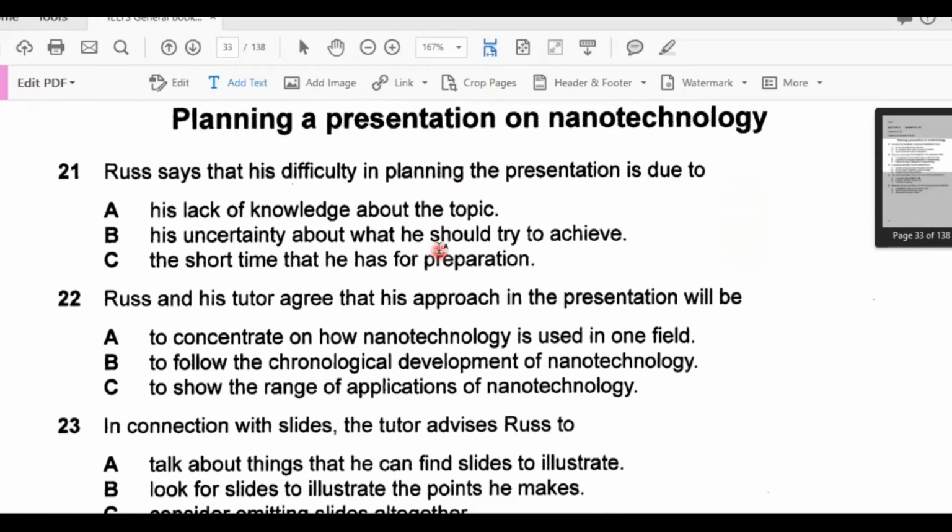Come in, Russ. Thank you. Now, you wanted to consult me about your class presentation on nanotechnology. You're due to give it next week, aren't you? That's right, and I'm really struggling. I chose the topic because I didn't know much about it and wanted to learn more, but now I've read so much about it, in a way there's too much to say. I could talk for much longer than the 20 minutes I've been allocated.